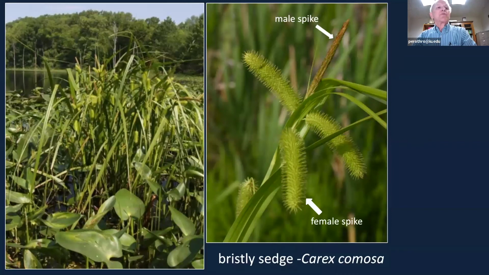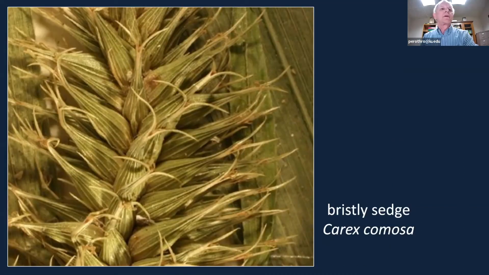A second bottlebrush species is bristly sedge. It likes it wetter. Here it is growing in several inches of persistent water next to pickerel weed. Again, the male and female spikes are separate. But as one looks more closely at the female spike, you discover that they are bristly. Each of the perigynia has a pair of spreading teeth. These allow an animal to easily carry the perigynia from one lake to another.